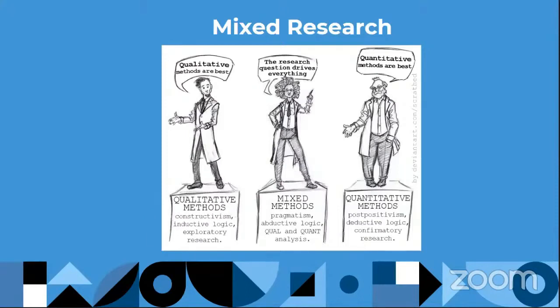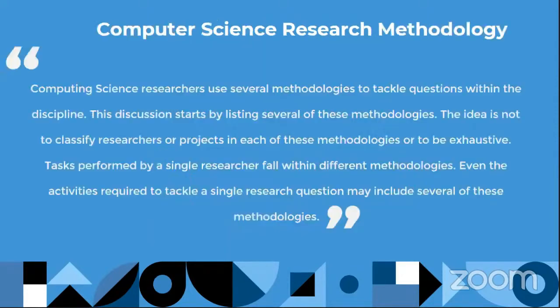If I divide this, qualitative research focuses on constructivism, inductive logic, and exploratory research, whereas quantitative is post-positivism, deductive logic, and confirmatory research. Mixed methods are pragmatism, which is practical, with abductive logic and qual and quant analysis. So these are the three different types of research. What we are going to see now is computer science research methodology. Computing science researchers use several methodologies, as you all know, to tackle a question within the discipline. The discussion starts by listing several of these methodologies.